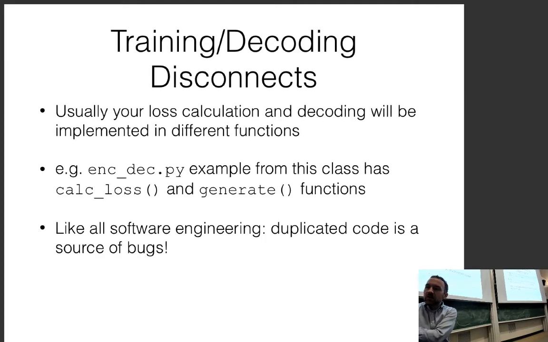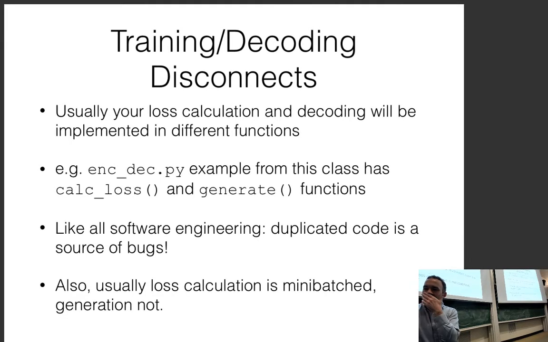And like all software engineering, duplicated code that's doing essentially the same thing in different functions is a source of bugs. In particular, if the scores that you're calculating in the generate function don't match the ones in the calc loss function, this means that you'll be generating something other than what your model was trained to generate. And this can cause major problems.